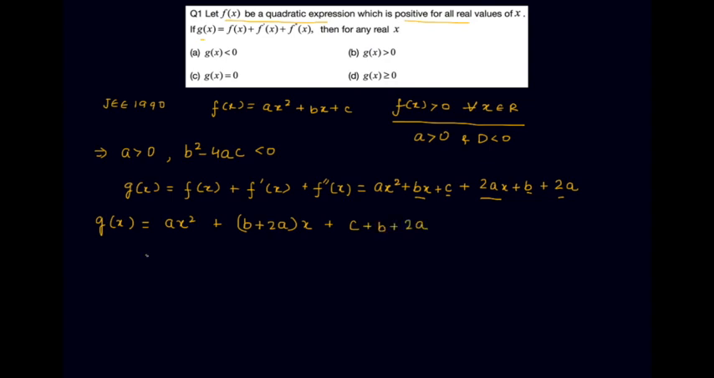Now the discriminant of this quadratic equation is equal to the square of the coefficient of x, which is b plus 2a to the power 2, minus 4 times the product of the coefficient of x square and the constant term.